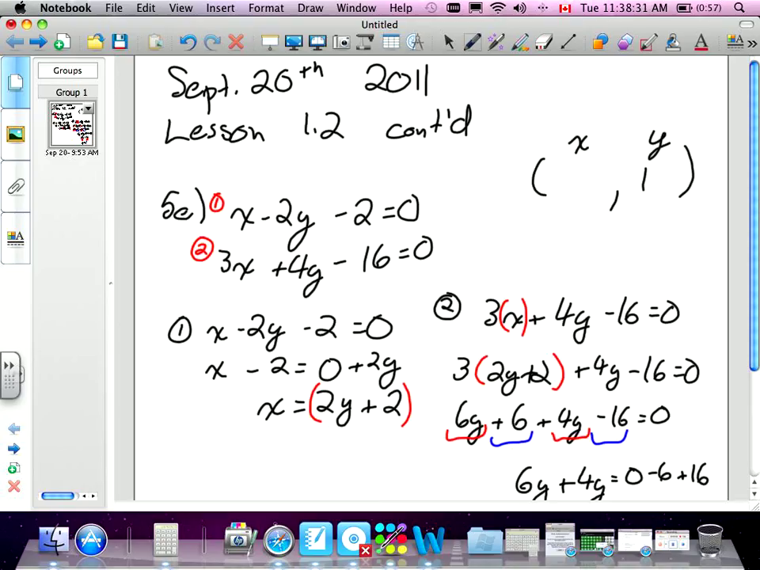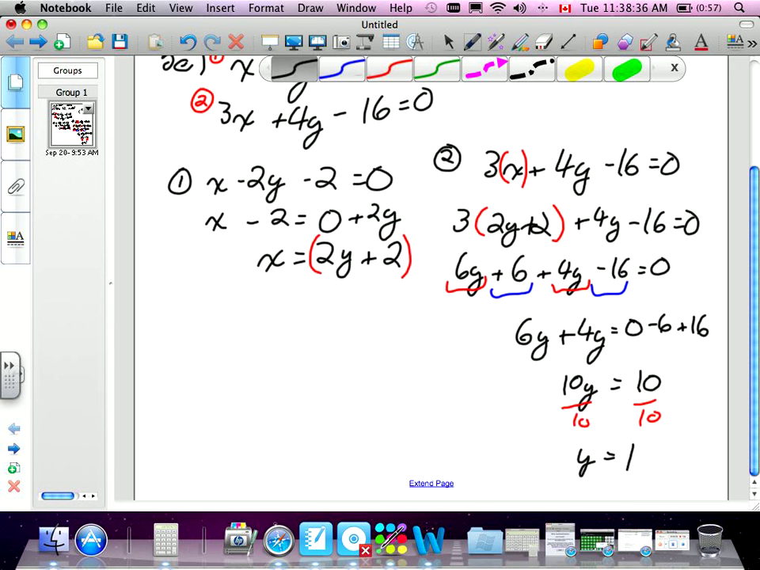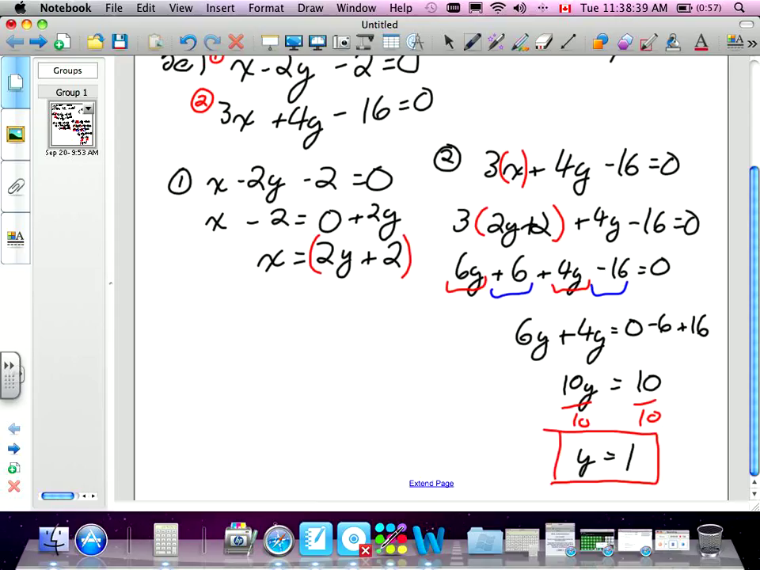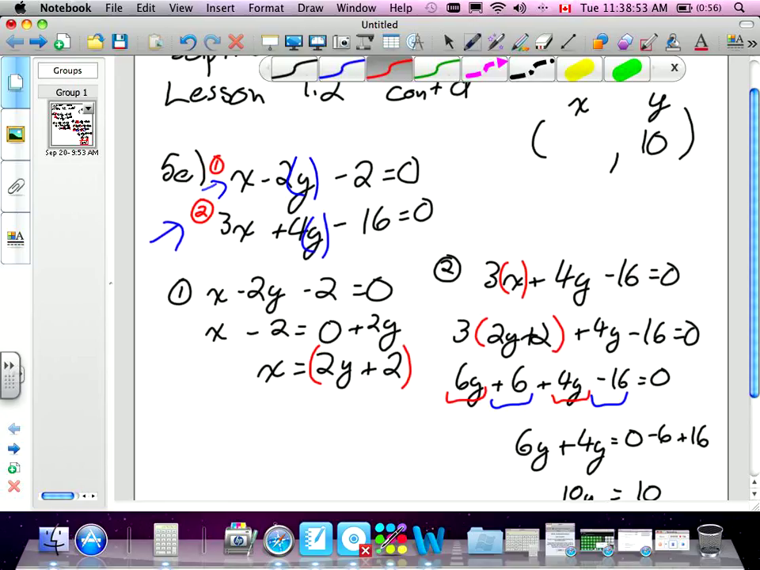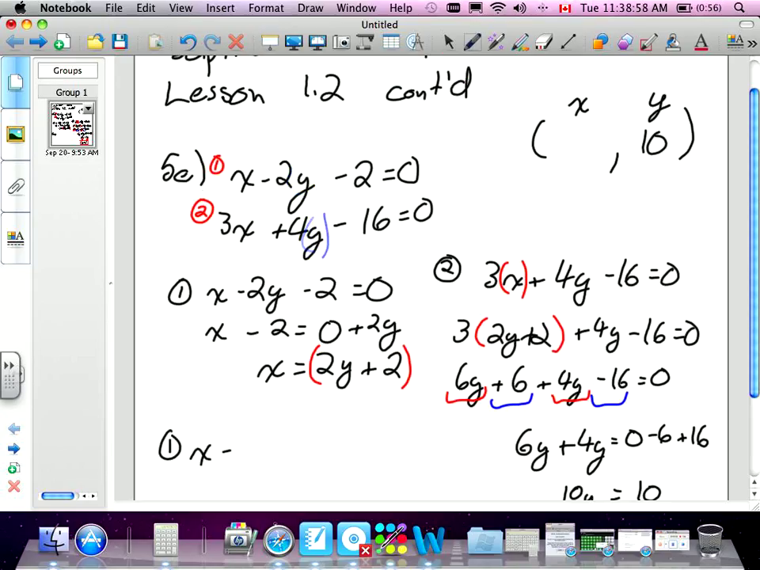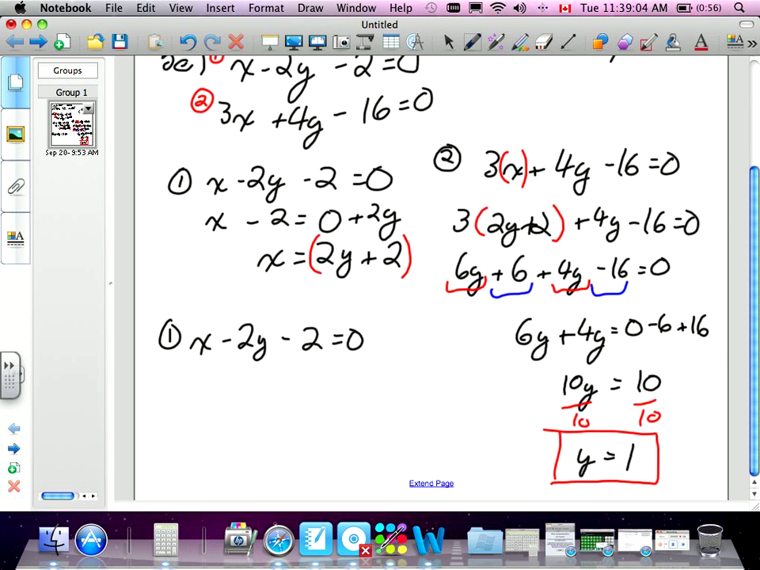So, in terms of my point of intersection, my y value is 1. I know that on the graph. I still have to find out what my x value is. So now that I have this amount, y is equal to 1, I'm going to plug in 1 for y in either of the equations. So I can choose equation 1 and plug 1 in there, or I can choose equation 2 and plug 1 in there. Let's go back to equation 1. Okay, the original one. So our original equation 1 was x minus 2y minus 2 equals 0. We know that y is equal to 1. So I'm going to substitute 1 in for the variable y.